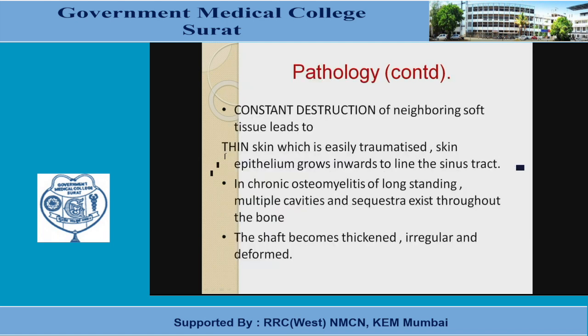So constant destruction of the neighboring soft tissue occurs, and the pus escapes from the bone, from the involucrum, through the soft tissue right up to the skin, leading to the formation of a sinus. In chronic osteomyelitis, the sinus is continually present and is associated with scanty or more profuse pus discharge depending upon the activity level of the infection. Later on, the epithelium grows inward along the track of the sinus.